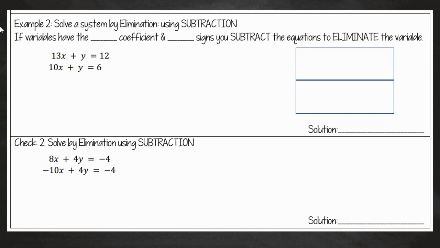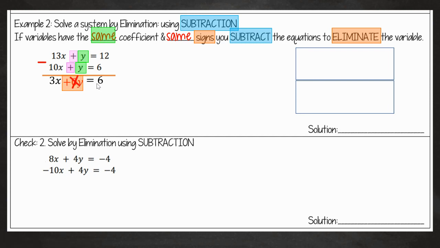We're going to solve a system by elimination using subtraction. So if our variables have the same coefficient, like we do here, again, our y values both have a coefficient of 1, but they have the same signs. So they both have a positive sign. Then we can subtract the equations now to eliminate the variable. The only thing I want to warn you about is when we're subtracting our equations, we have to make sure that we subtract every set of terms. So 13x minus 10x is 3x, and 12 minus 6 is 6.